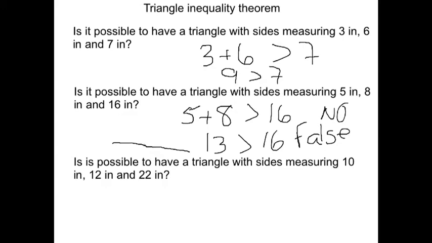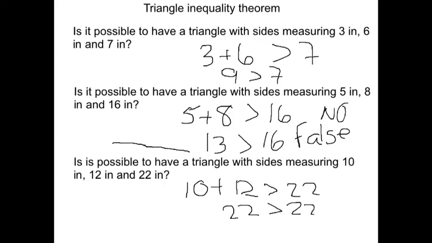And then, is it possible to have a triangle with sides measuring 10, 12, and 22? Well, 10 plus 12 isn't greater than 22, because 22 isn't greater than itself. It's equal to itself. It's not greater than itself. So no, there is no triangle. There's only triangles when the two smaller sides add up to a number larger than the third side or the longest side.